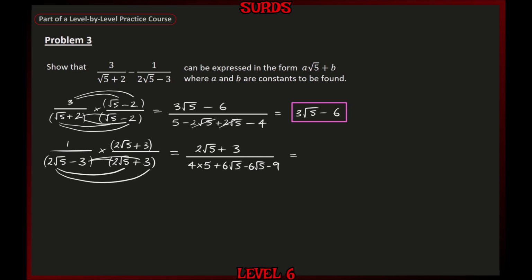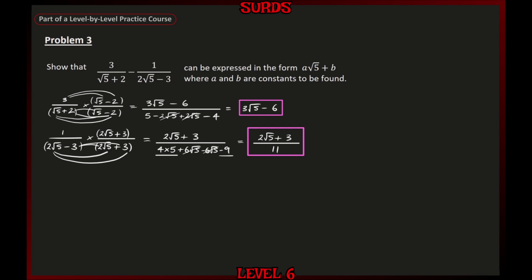Now the numerator can't be simplified at the moment, so that stays as 2 root 5 plus 3. And in our denominator, again as expected, the plus 6 root 5 and the minus 6 root 5 cancel out. So we're just left with 4 times 5, which is 20, minus 9. And 20 minus 9 is 11. So our denominator is 11. Now because neither 2 nor 3 can be divided by 11, or in fact have any common factors with 11, we can't simplify this fraction anymore. So 2 root 5 plus 3 over 11 is equivalent to our second fraction.